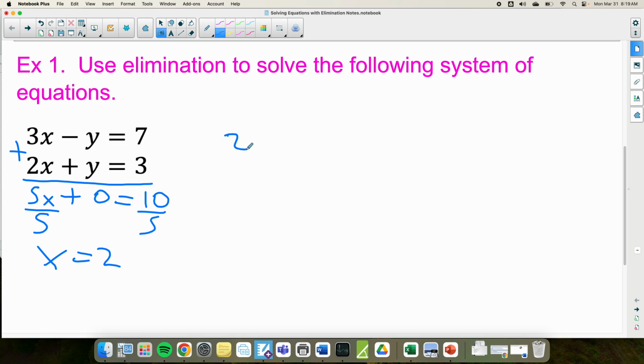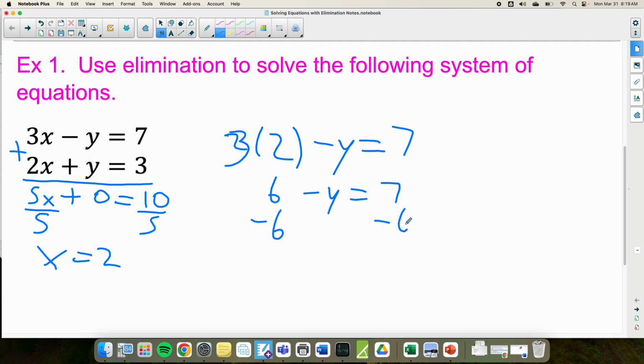Three times 2 is 6. You subtract 6 from both sides. So you have negative y equals 1. Divide by negative 1. And y equals negative 1. And then you can write your ordered pair. So we have 2 for x and negative 1 for y.